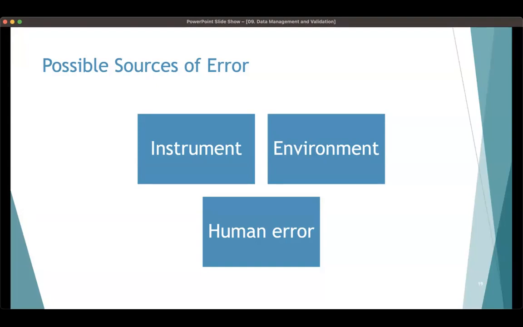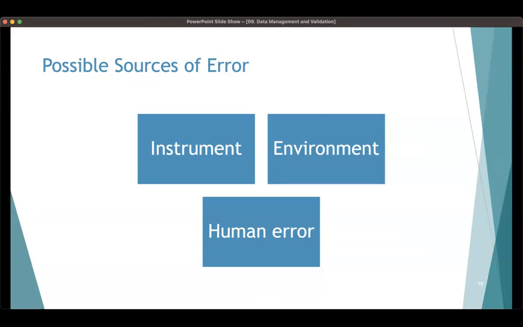Maybe from instruments we might get a few errors. Not only that, sometimes according to the environment also, some possible errors may occur. And finally, the human errors are also there. Instrumental errors, environmental errors, and the human errors will be there while we are working with this data.